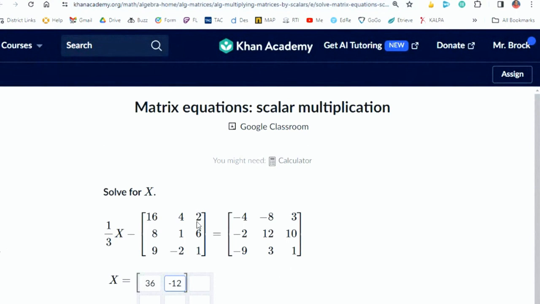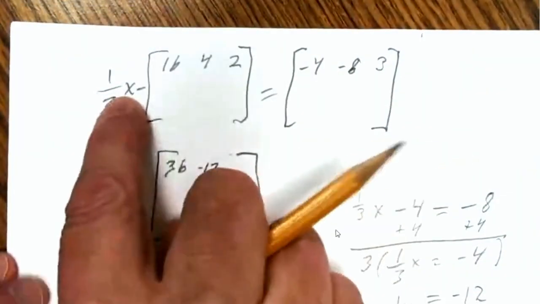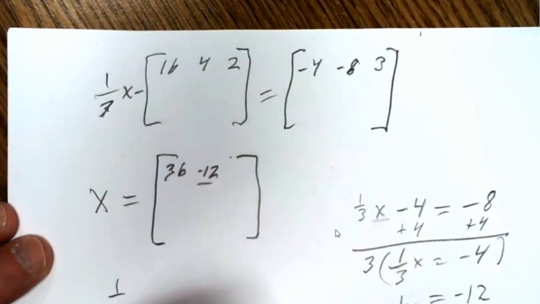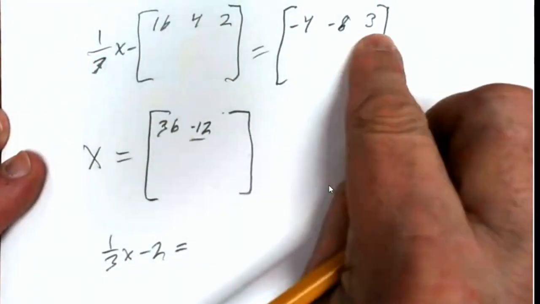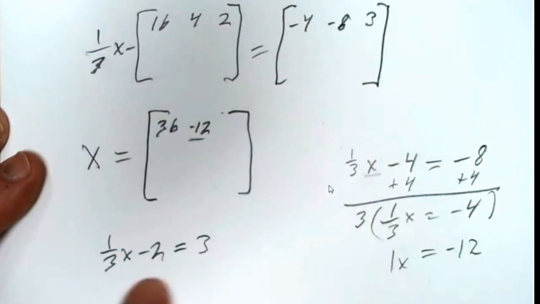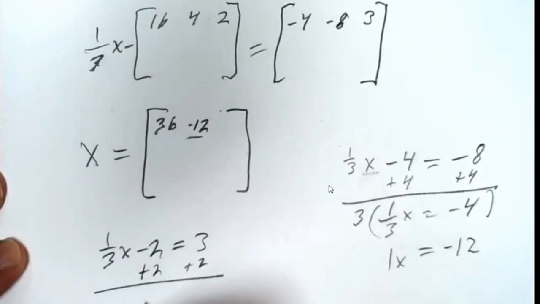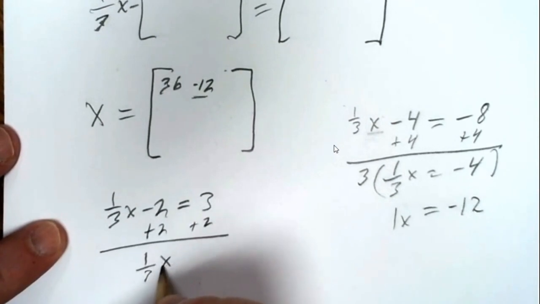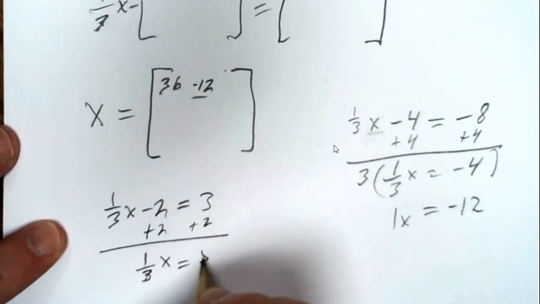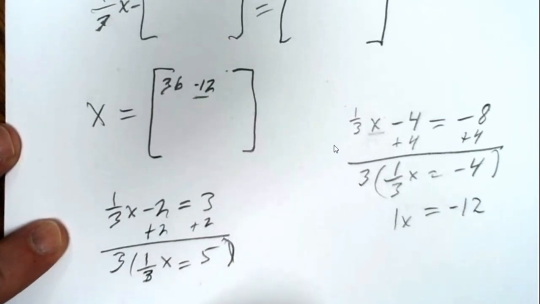All right. And then the last one was subtracting the 2. I think I have that one written down as well. So if you're not sure, 1/3 x minus 2 equals 3. We can do the same thing over and over again. Add 2. So 1/3 x equals 5. Multiply both sides by 3. This equals just 1x, and 3 times 5 is 15.